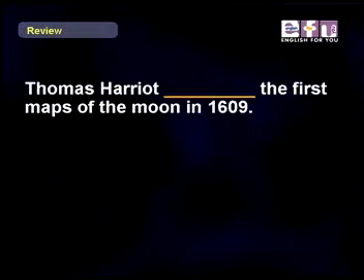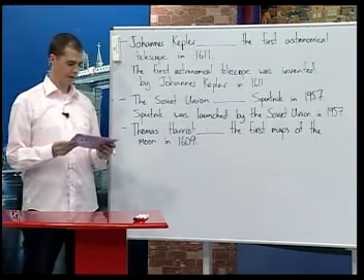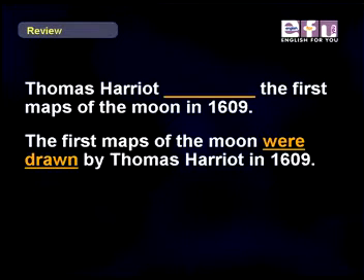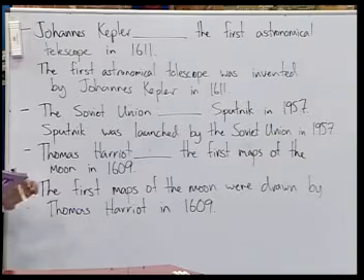Now, Thomas Harriot, something, the first maps of the moon in 1609. The first maps of the moon were drawn by Thomas Harriot in 1609. Excellent. Okay. The first maps of the moon were drawn by Thomas Harriot in 1609. Excellent job, everybody. Superb job.